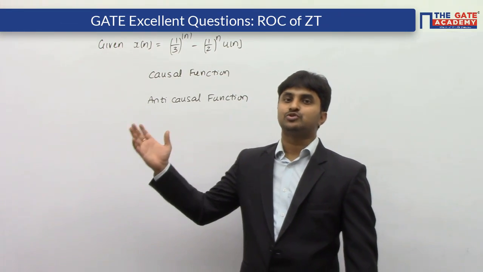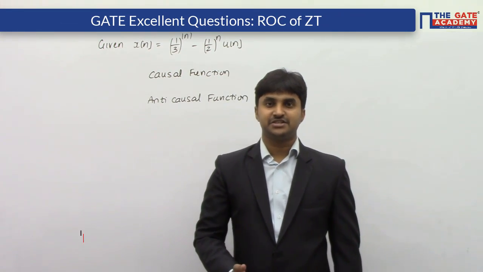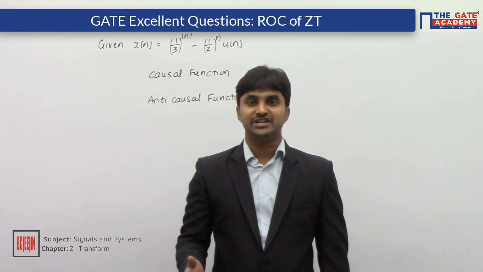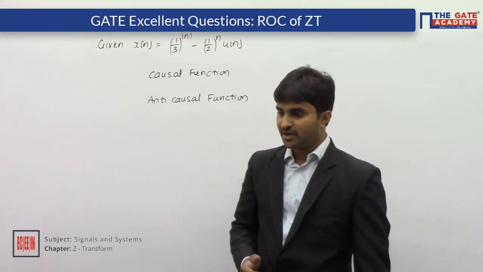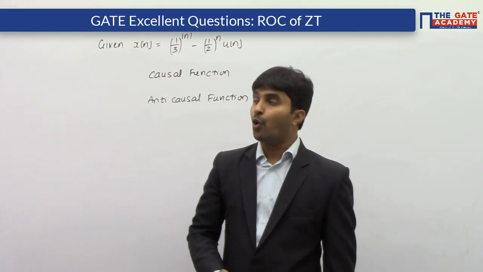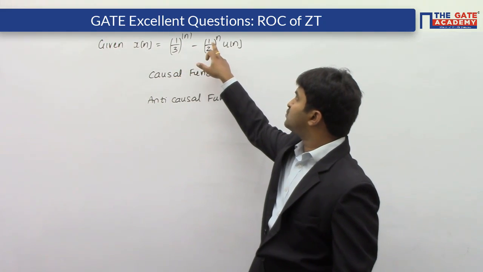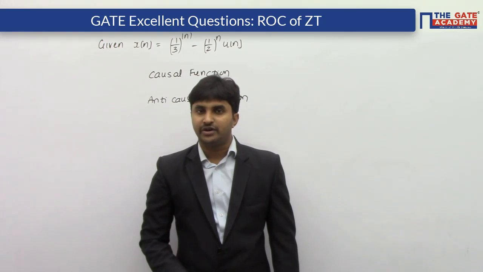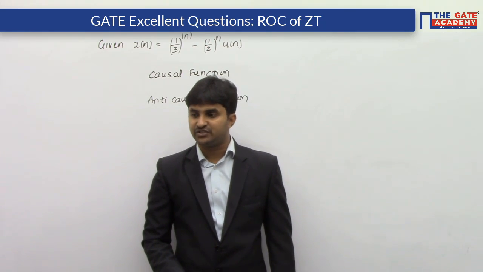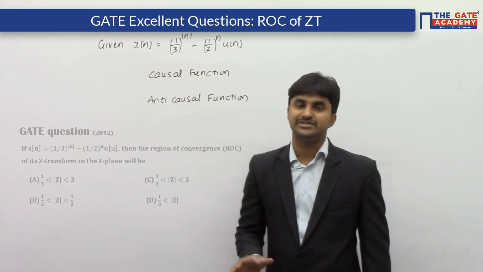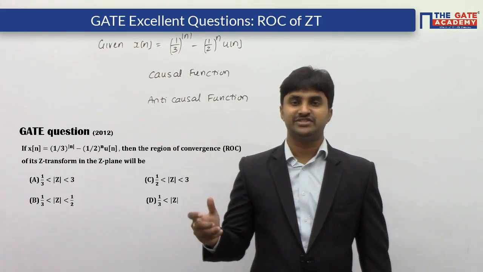This question belongs to the subject of signals and systems, from the chapter of Z transforms, from the topic of ROC, the region of convergence of Z transform. So let us read the question. x of n is equal to (1/3)^|n| minus (1/2)^n u(n). Then the region of convergence, ROC, of its Z transform in the Z plane will be dash. Four options are given which indicate the ROC of the Z transform.